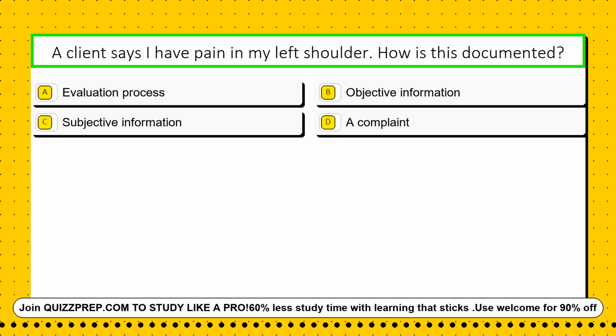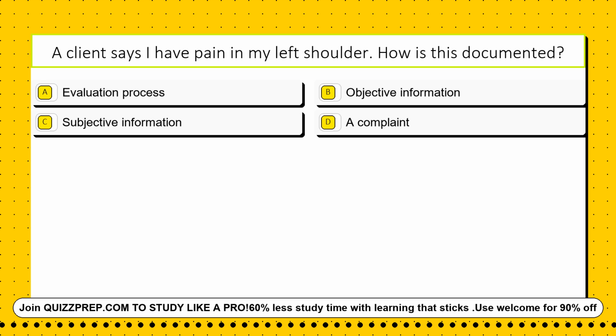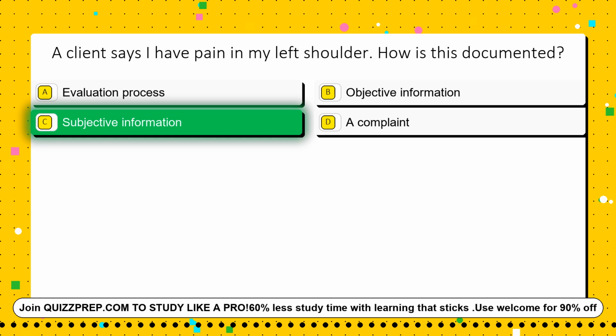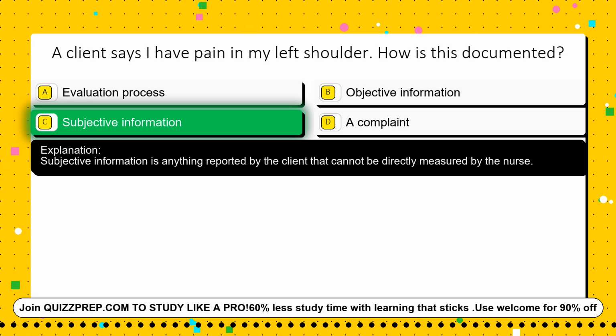Question 6. A client says, "I have pain in my left shoulder." How is this documented? Option A, evaluation process. Option B, objective information. Option C, subjective information. Option D, a complaint. The correct answer is option C, subjective information. Subjective information is anything reported by the client that cannot be directly measured by the nurse.